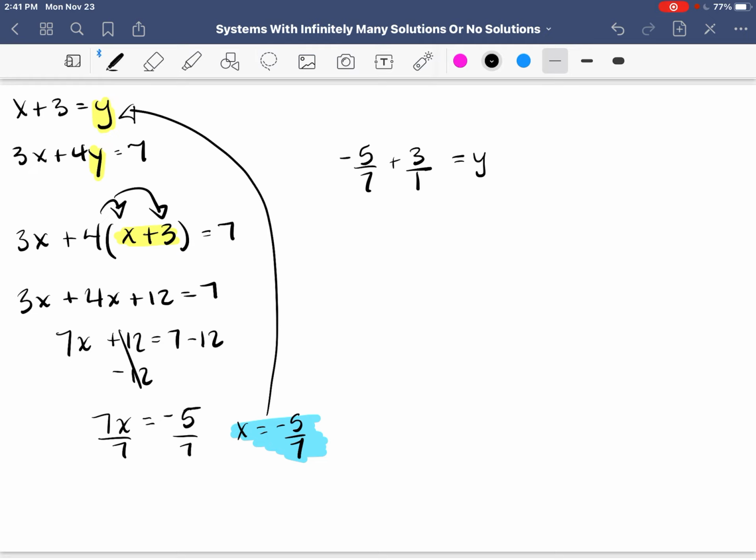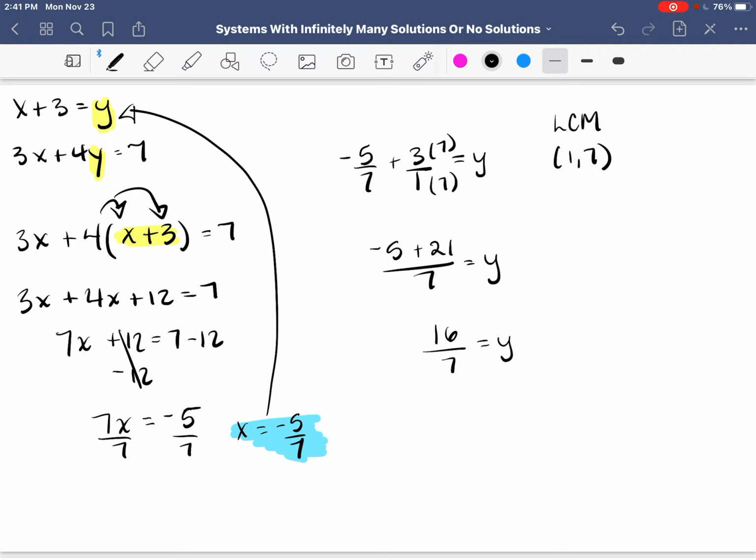And you know 3 over 1 is the same as saying 3. So we need to know the least common multiple of 1 and 7. Basically, what number do 1 and 7 have in common? 7. So whatever we do to the bottom, we do to the top. So we have negative 5 plus 21 over 7 is equal to y. Okay? So 21 minus 5 is 16. So you have 16 over 7.